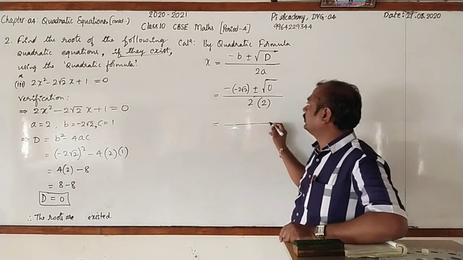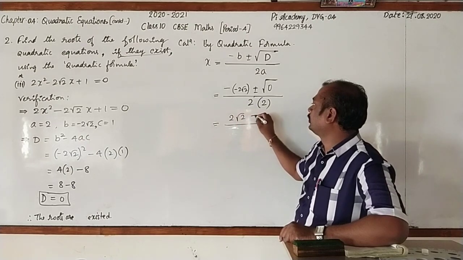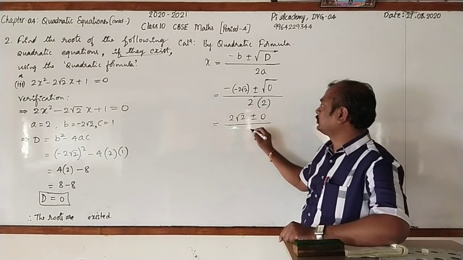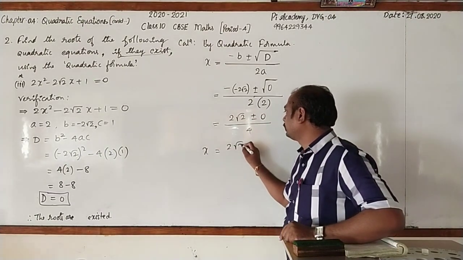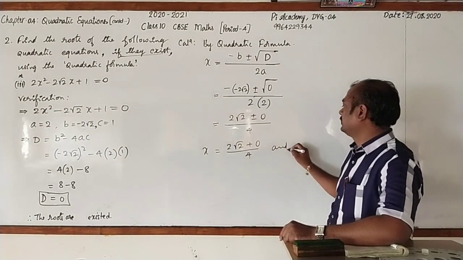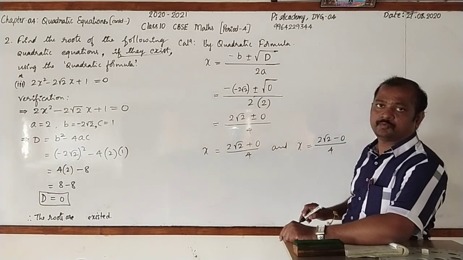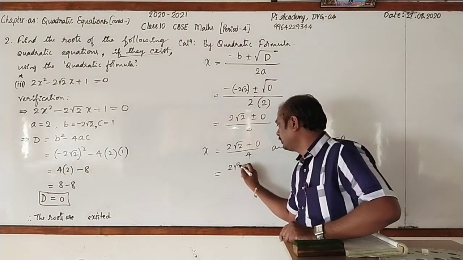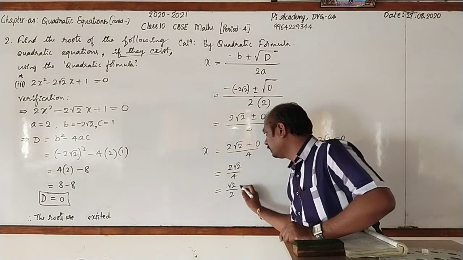It is equal to, here minus into minus, plus 2 into root 2, plus or minus. What is root 0? It is 0 only. 2 2s are 4. Then x is equal to 2 root 2 plus 0 divided by 4, and x equal to 2 root 2 minus 0 divided by 4. 2 into root 2 plus 0 is 2 root 2 divided by 4. Cancel it. 2 1s are 2, 2 2s are 4. Root 2 by 2.